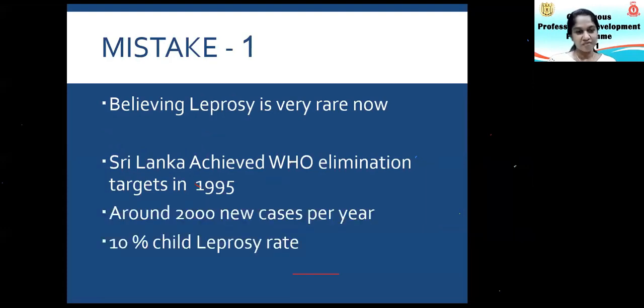And also there's a 10% child leprosy rate. Leprosy is a disease which has a long incubation period. Therefore, if we see a 10% rate of child leprosy in Sri Lanka, that means it's still an ongoing disease. So leprosy is here with us. So we have to suspect it to diagnose it.